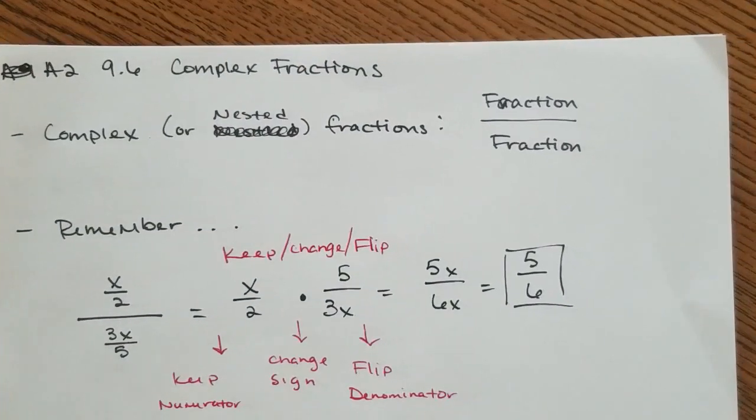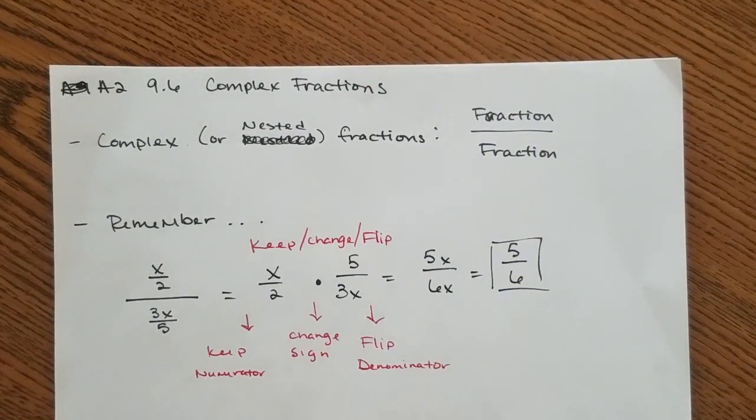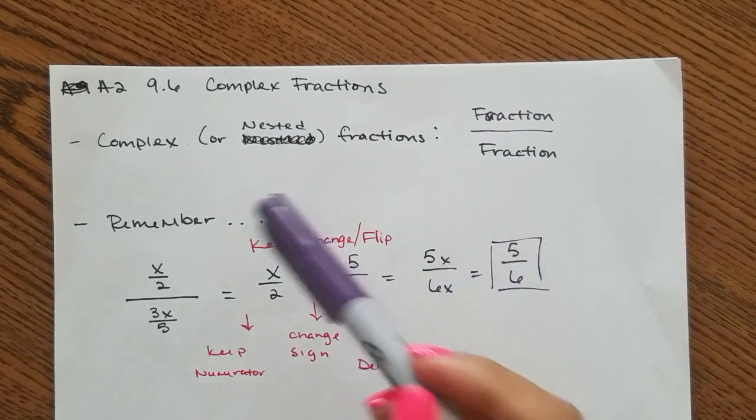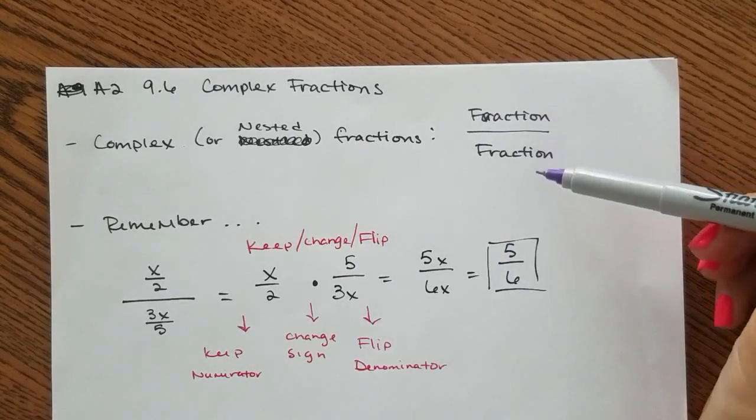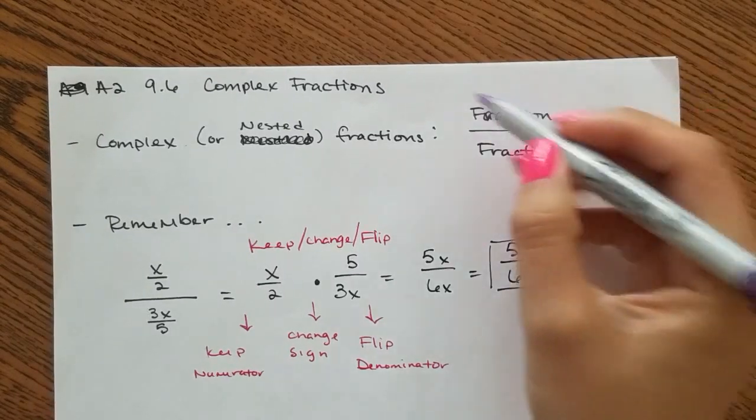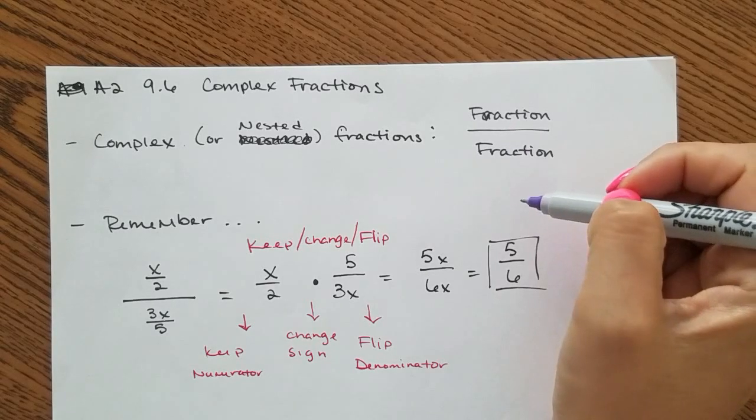Hi guys, this is 9.6 complex fractions. So another term that you're going to hear that's used for complex fractions is nested fractions. That's the term that Khan Academy uses. It just means that you're going to have a fraction over a fraction, so a fraction in the numerator and a fraction in the denominator.